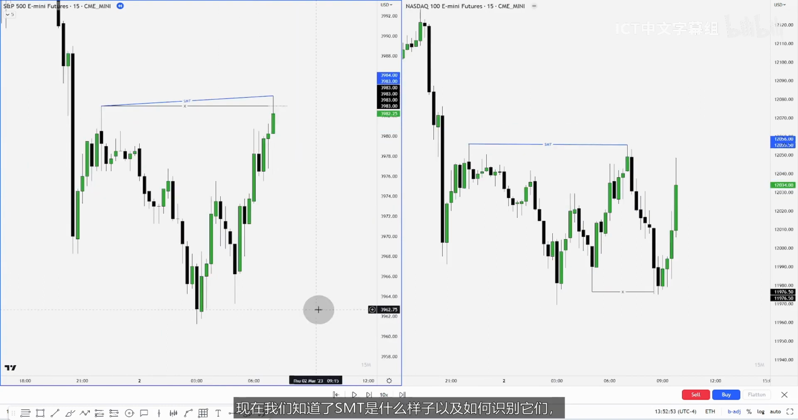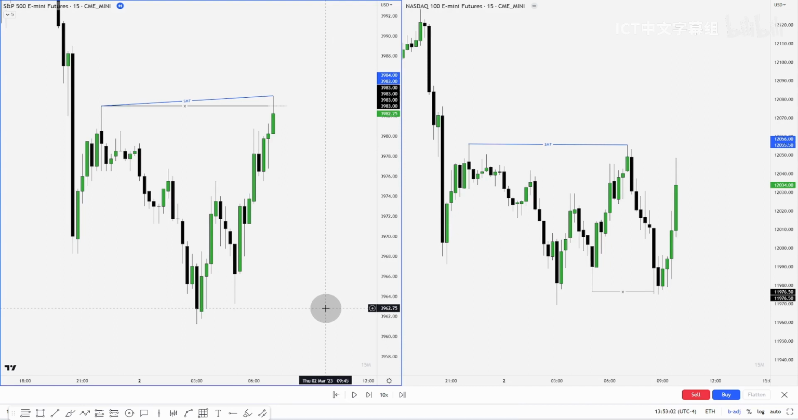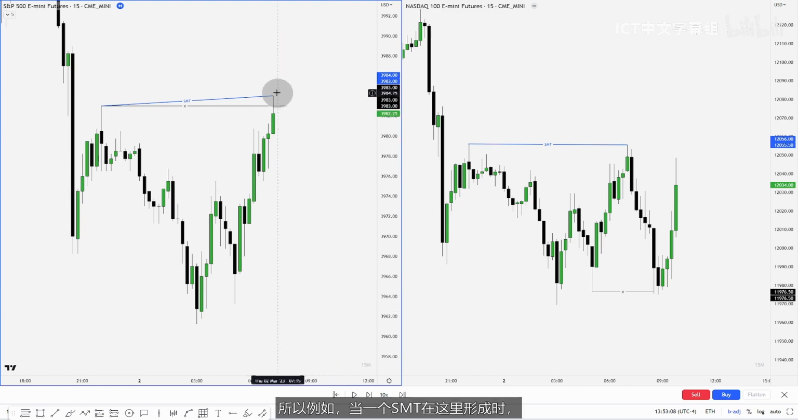Now that we understand what SMTs look like and how to identify them, how do I actually utilize SMTs in my trading? I personally use SMTs as a confluence to an already existing model. So for example, when an SMT forms up here, I will look for a lower time frame entry model using that as a confluence.